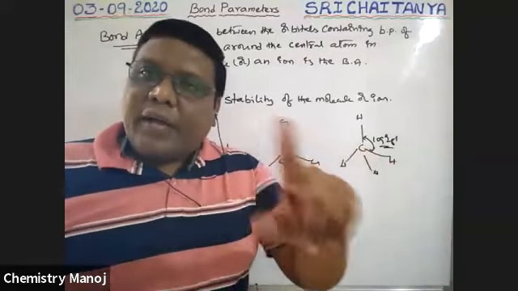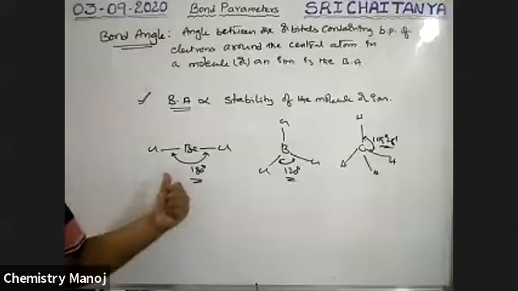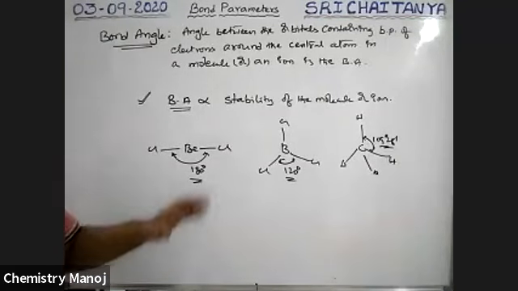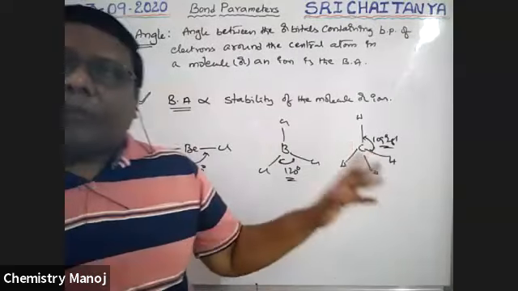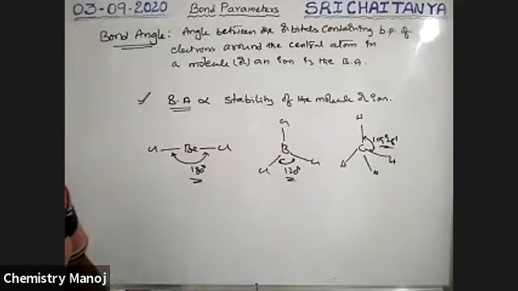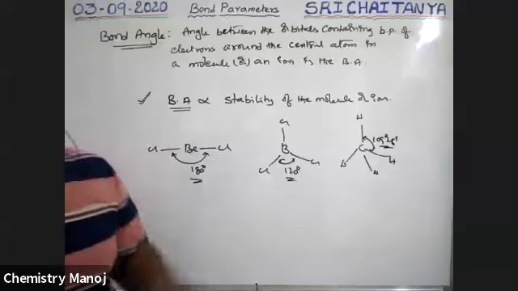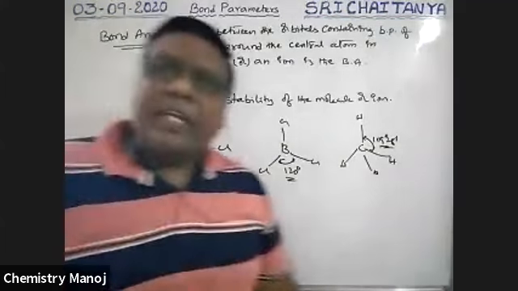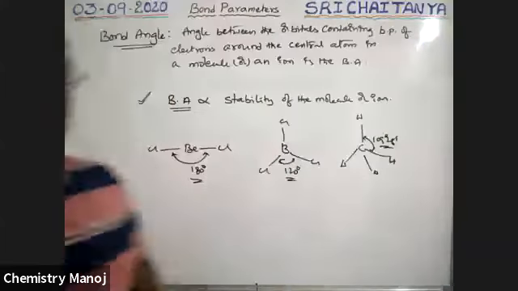But when compared to one another, BeCl2 is the most stable. Individually all these are very, very stable, but when comparing, automatically BeCl2 is the most stable. So more is the bond angle, more is the stability. Now what are the factors that influence this bond angle?